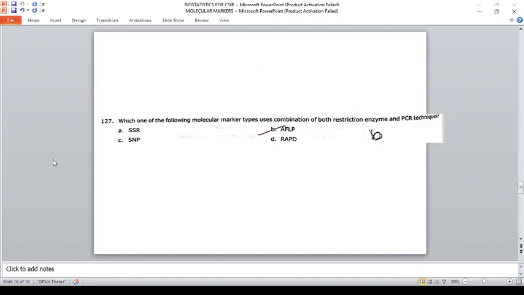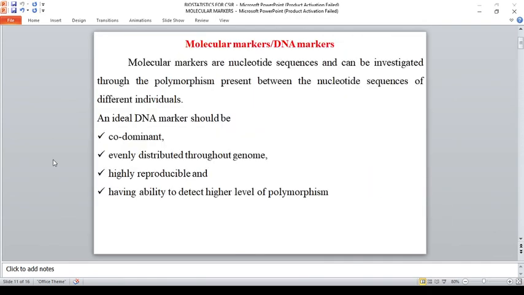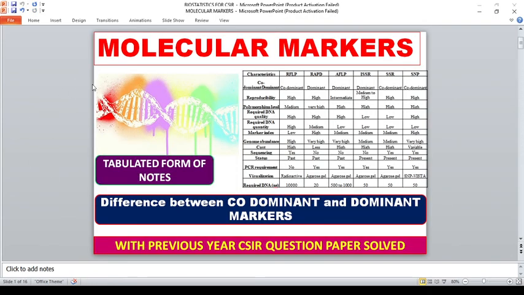So these are the example questions based on molecular markers. I hope I have provided you information about the types of questions that have been asked previously on molecular markers.